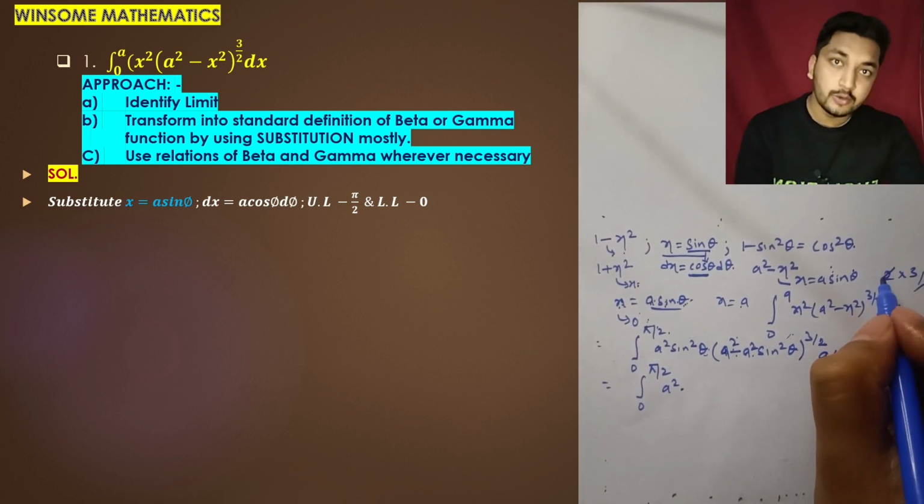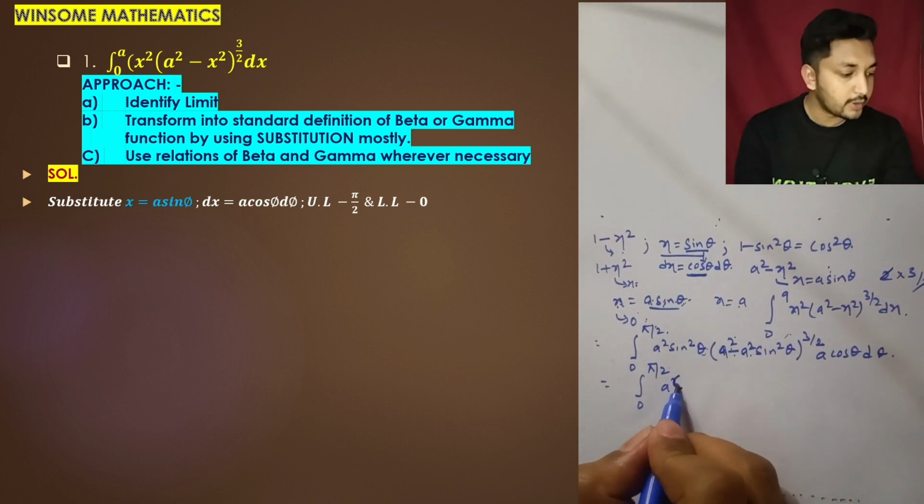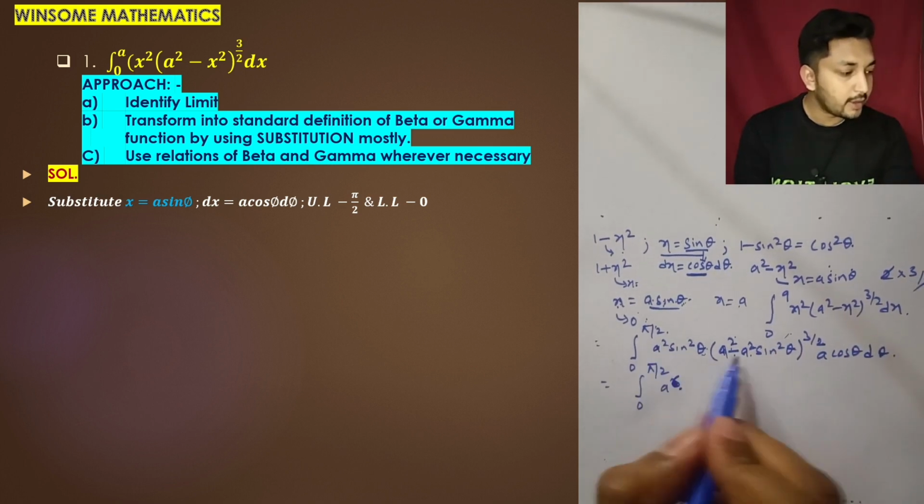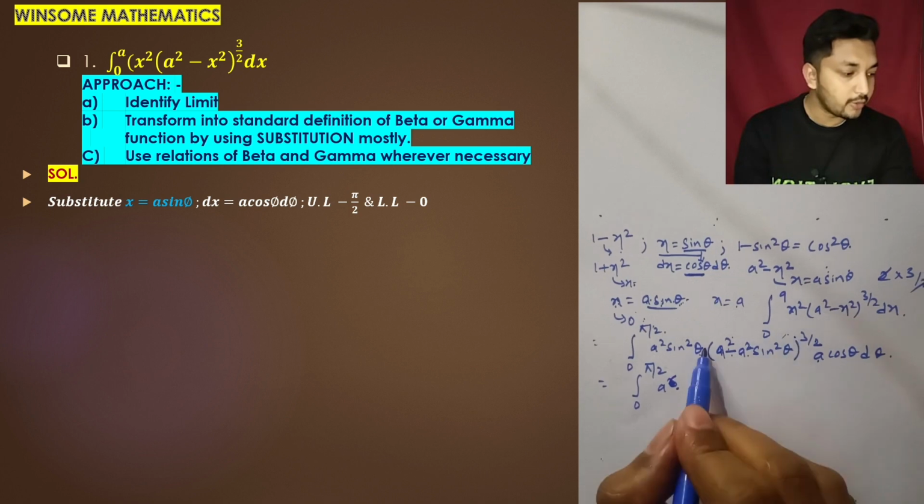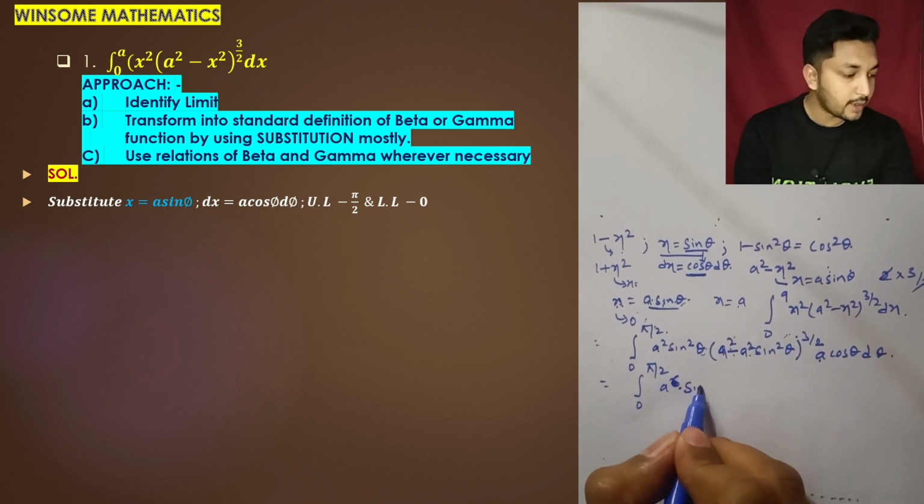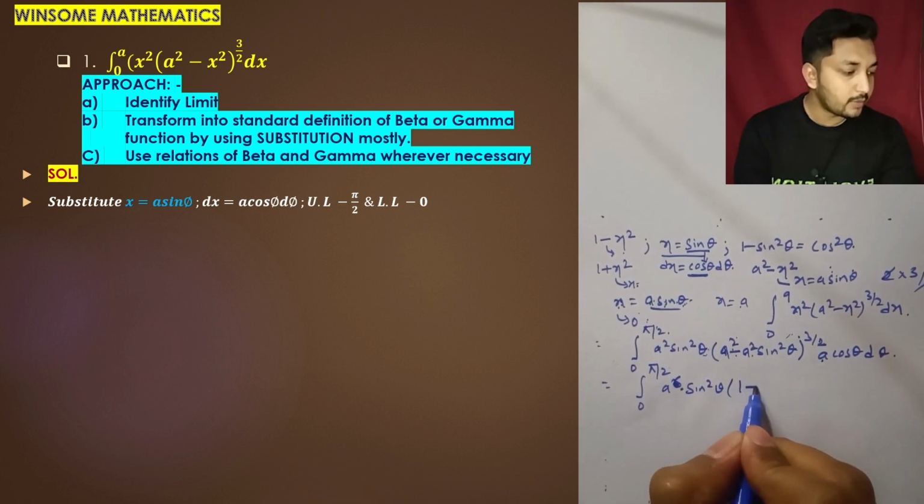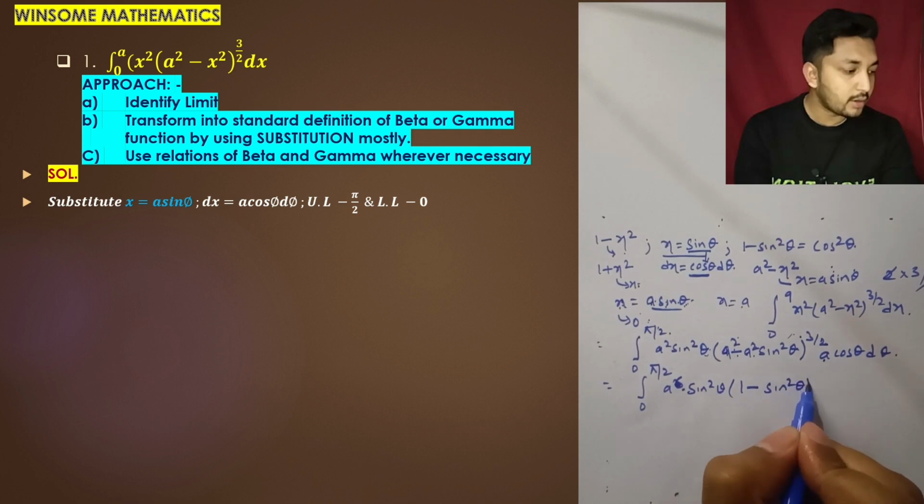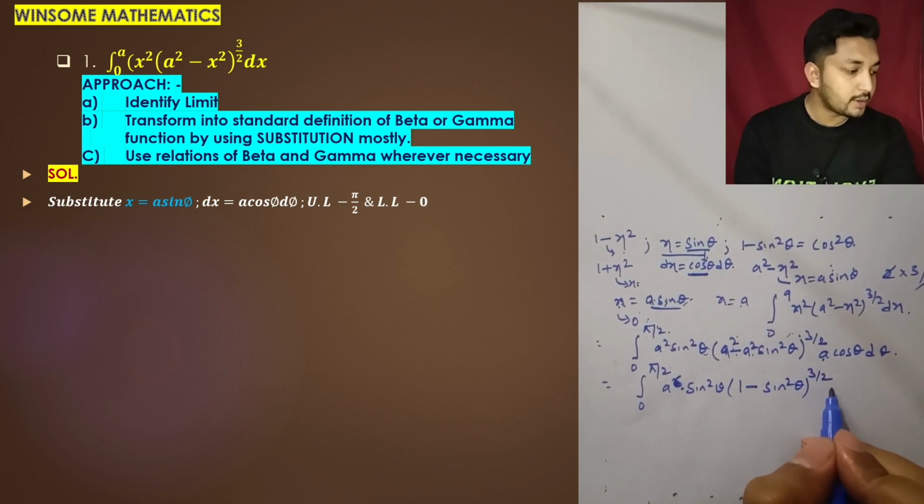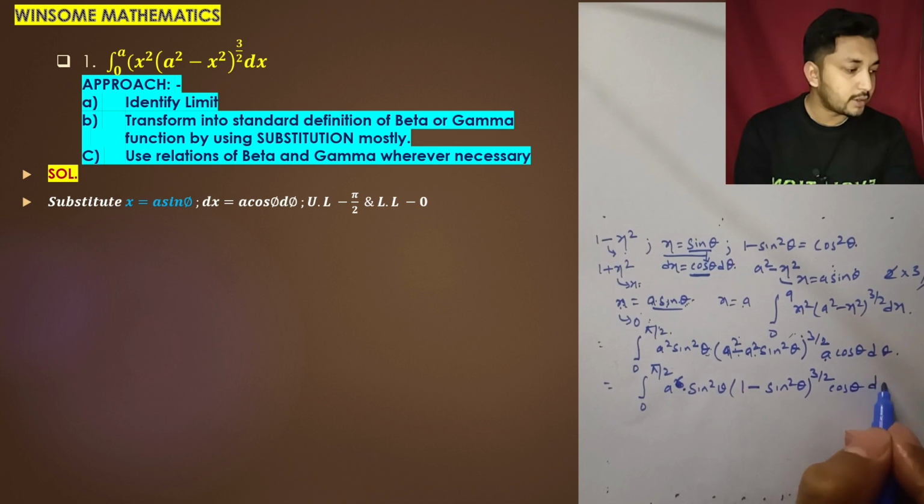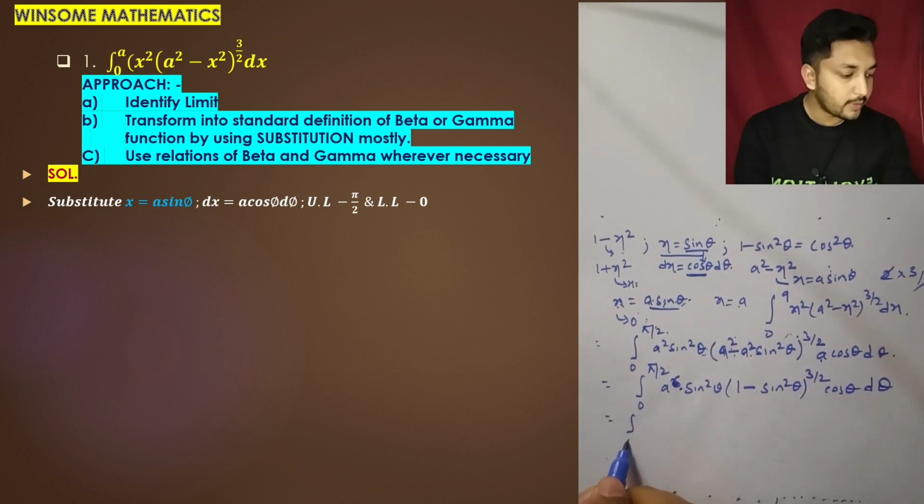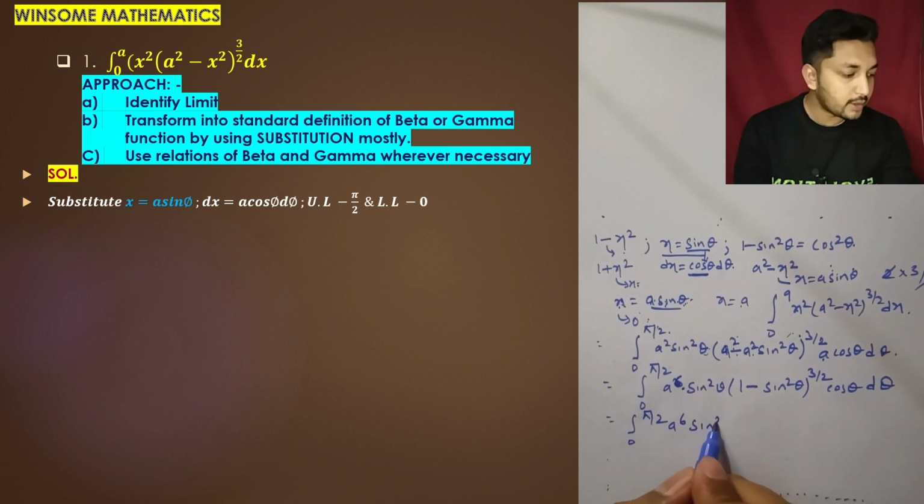So 2 cancels with 2, so a cube and a cube here, so this will become a to the power 6. A square into a cube, and this is a cube also. Clear? And sine square theta, and this is 1 minus sine square theta, and this is for 3 by 2, and this is cos theta d theta. Clear? So this is very clear: 0 to pi by 2, a to the power 6, sine square theta.